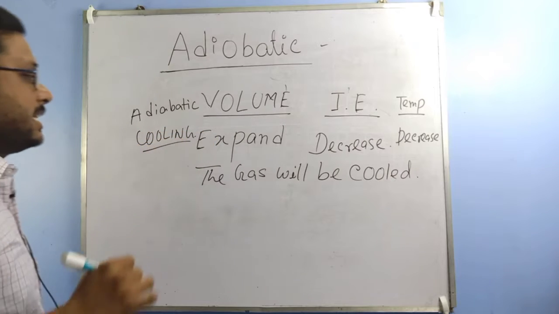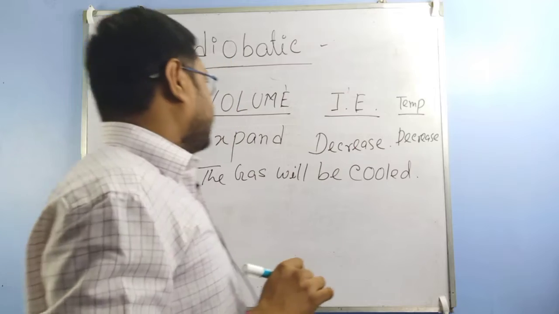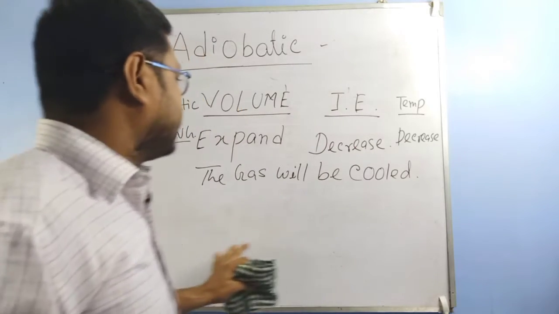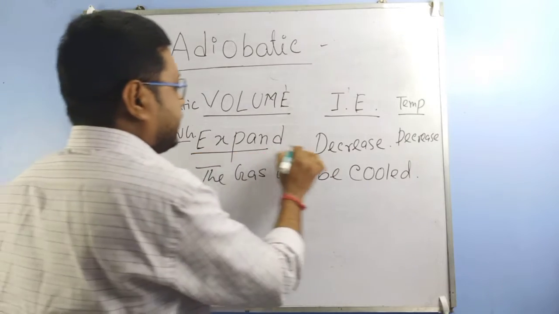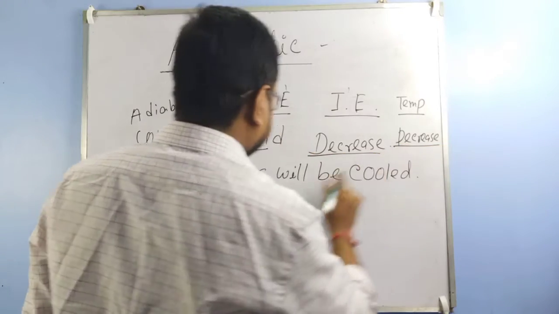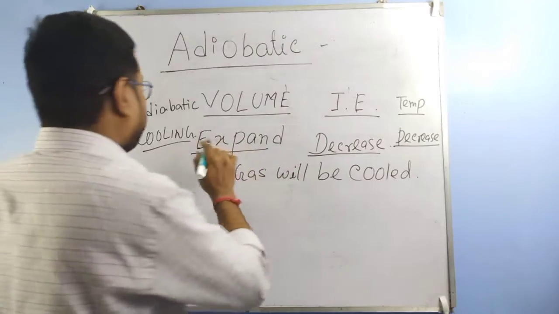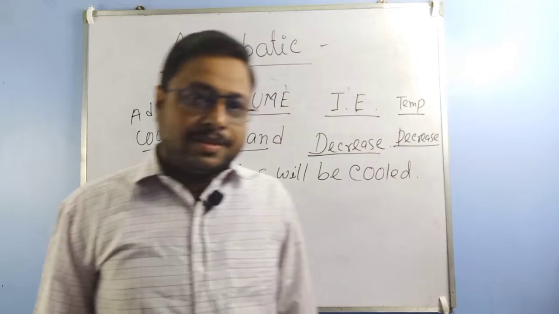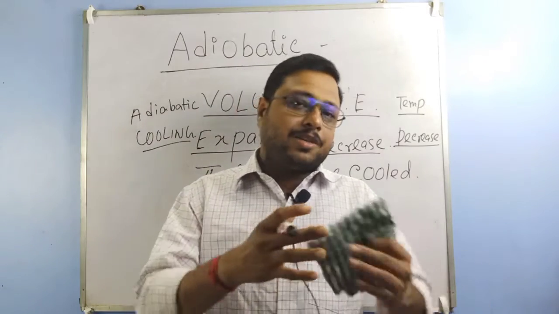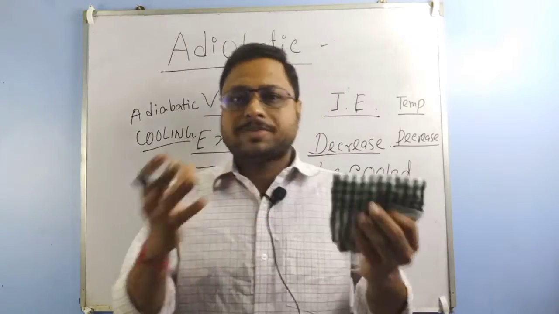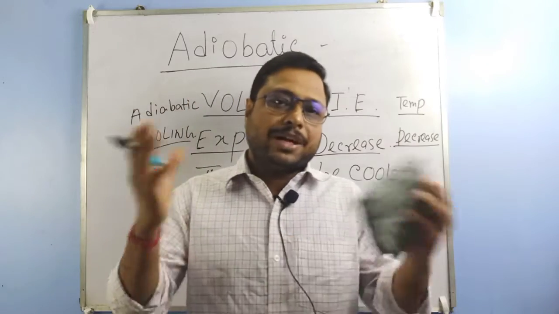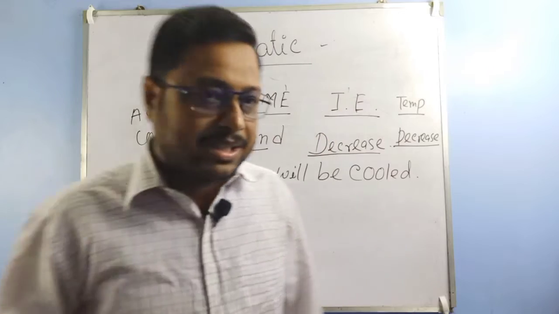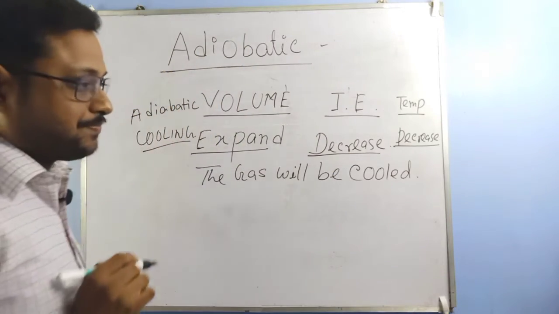When the volume of gas expands, work is done by the gas, then internal energy decreases, temperature decreases and the gas is cooled. This is called adiabatic cooling. When the bladder of a football or the tube of a cycle bursts, we feel fresh cold air on our mouth because of adiabatic cooling.